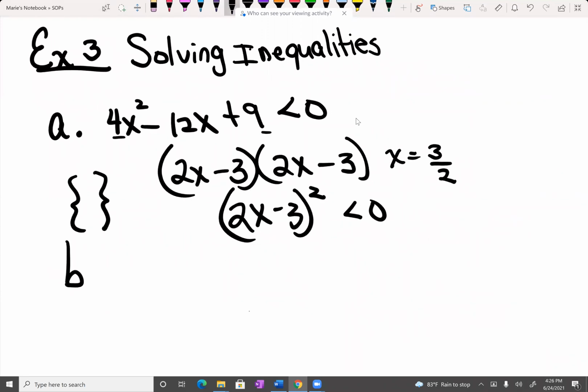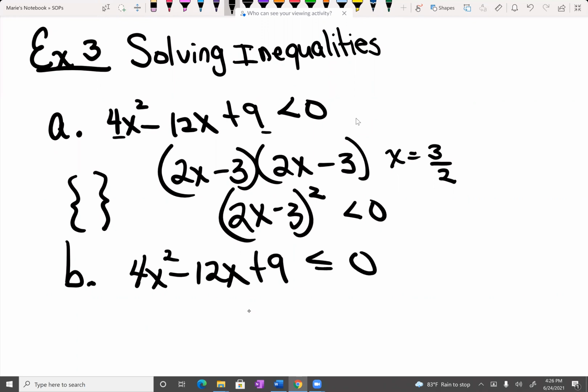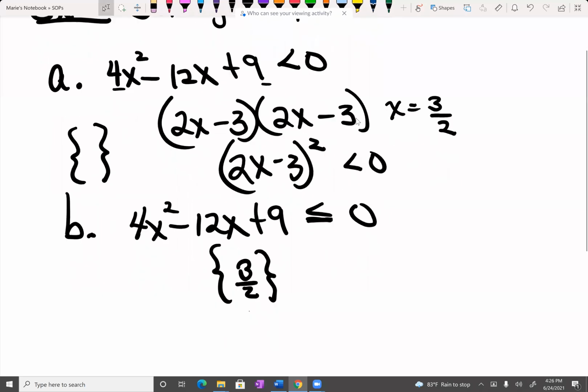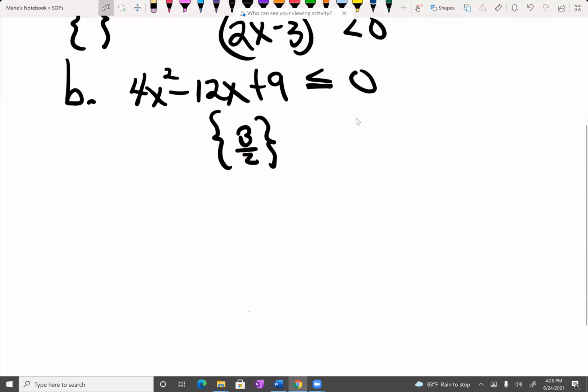Okay, for part B, if I solve for this one, I have been given 4x squared minus 12x plus 9. This one is less than or equal to 0. And so for this one, even though it's going to factor out the same way, because it's also equal to 0, the solution set will be 3 over 2, just like the prior one. The difference is in part B, it can be 0.